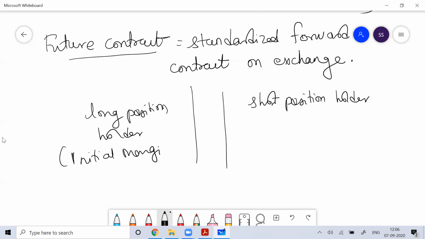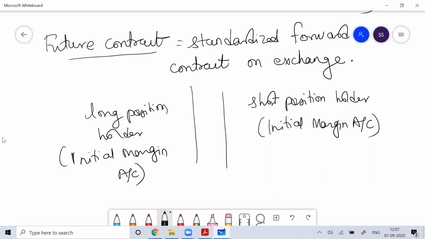Both persons have to create an account with the exchange, with the broker. Exchange means broker. Both parties have to deposit some amount as collateral, which is called the initial margin account. The reason for taking this initial margin is to make sure that they do not default on their agreement. Whether they are long position holders or short position holders, both have to deposit an amount with the exchange.